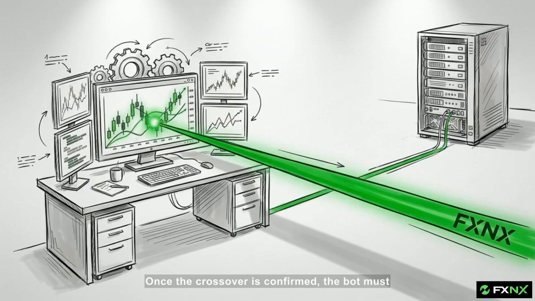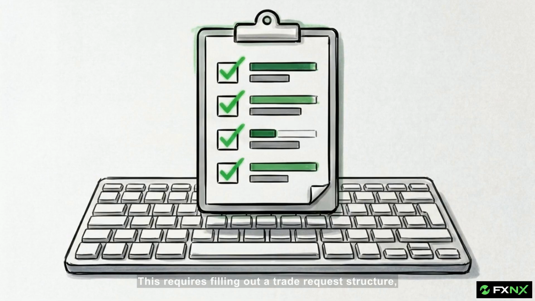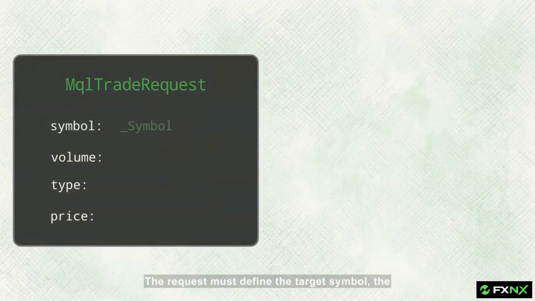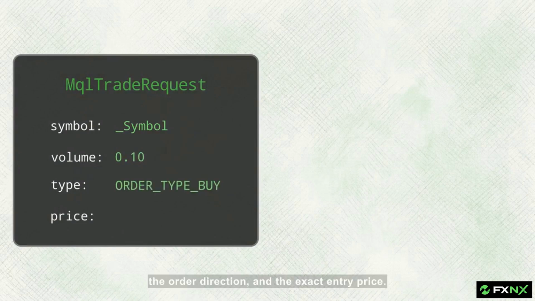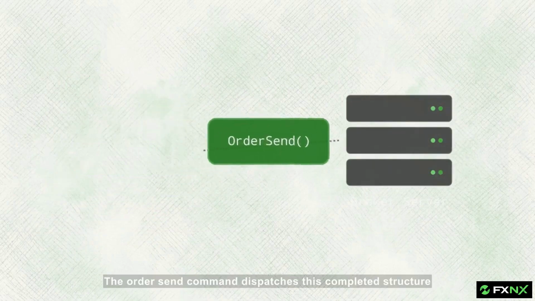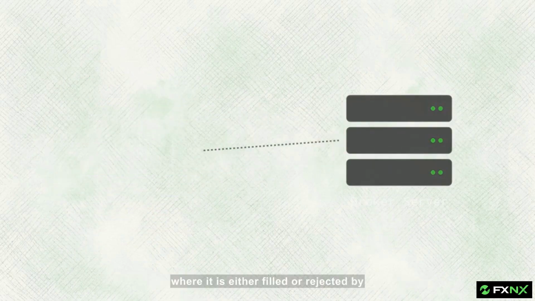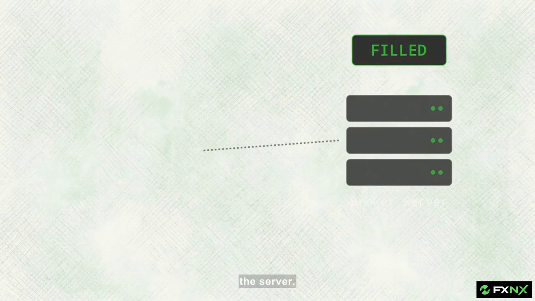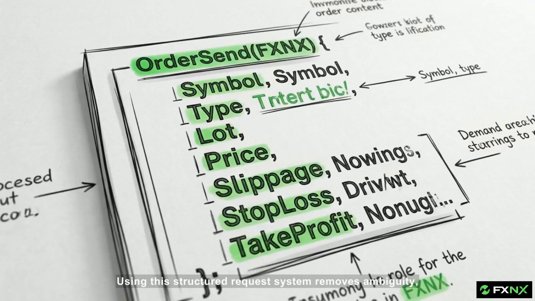Once the crossover is confirmed, the bot must communicate with the broker's server. This requires filling out a trade request structure, a mandatory checklist for opening any position. The request must define the target symbol, the lot size, the order direction, and the exact entry price. The OrderSend command dispatches this completed structure to the market, where it is either filled or rejected by the server. Using this structured request system removes ambiguity, guaranteeing every trade executes according to your predefined constraints.